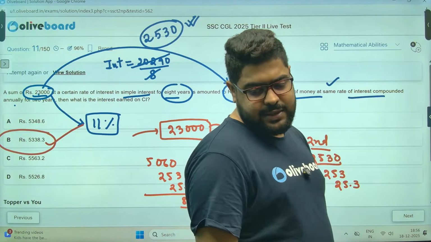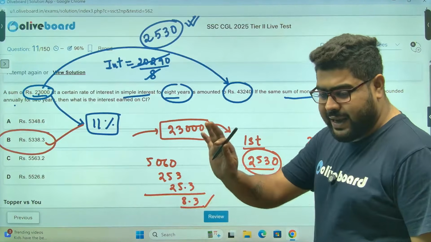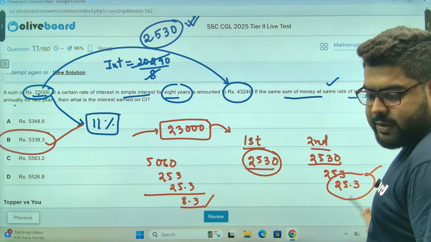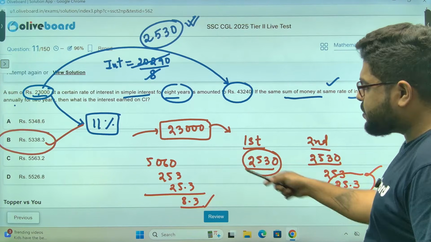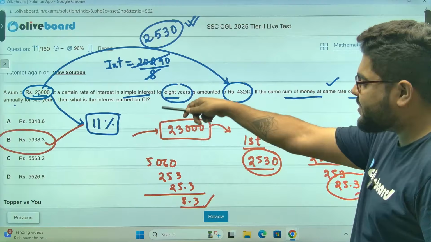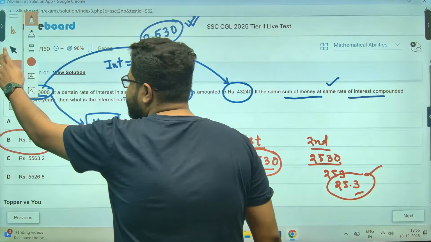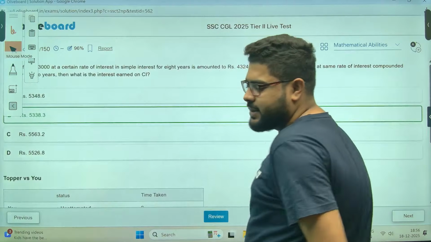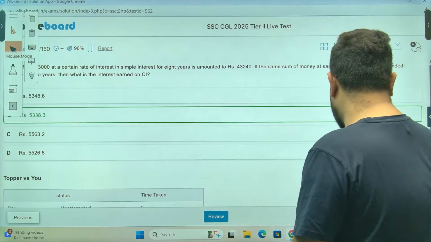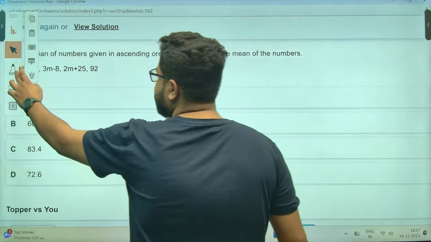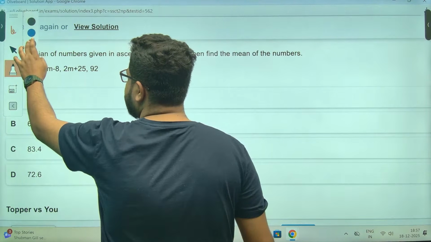That is your answer. You see, I don't need to calculate. You can shorten it even further just by looking at this 0.3. There is only one option ending in 0.3, so that has to be your correct answer. You do not need to do anything for that. Done, sir. Moving on.